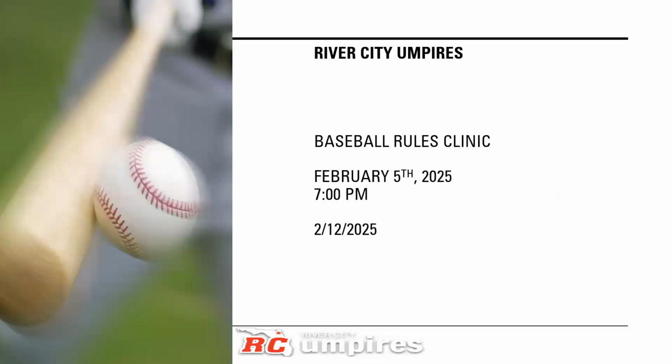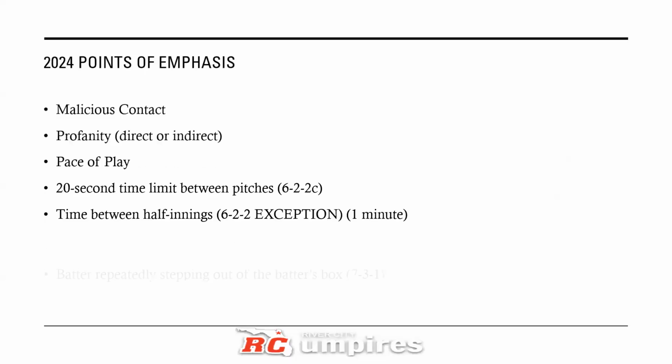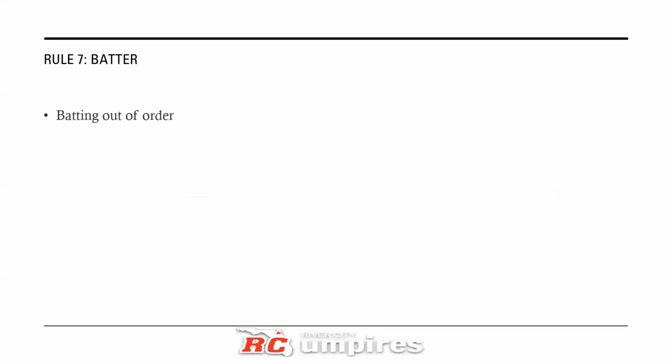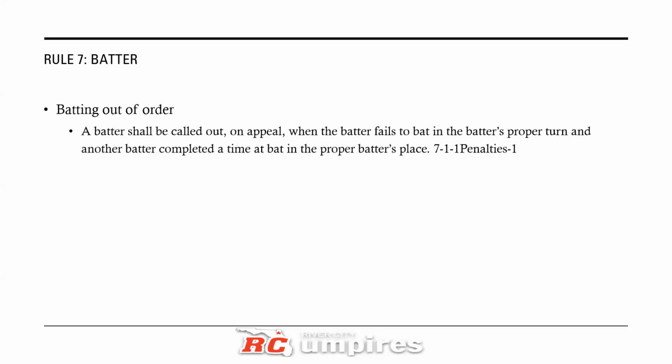All right. Let's talk about the batter next. Rule changes we don't need to talk about again. Points of emphasis. All right, the batter. Batting out of order. In the book, there's a lot of things about the improper batter and the proper batter. I'm going to try to simplify this. A batter shall be called out on appeal when the batter fails to bat in the batter's proper turn and another batter completed a time at bat in the proper batter's place. Okay. That was simple. I tried.